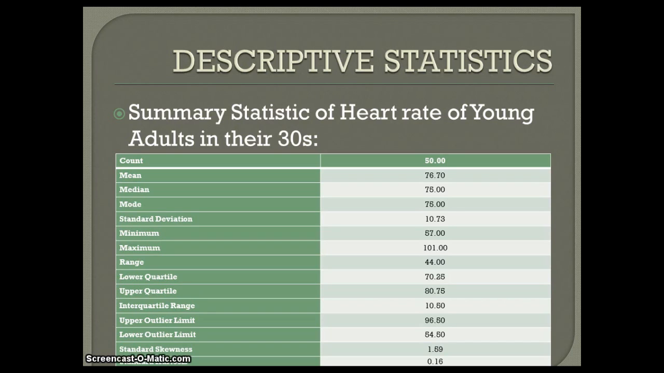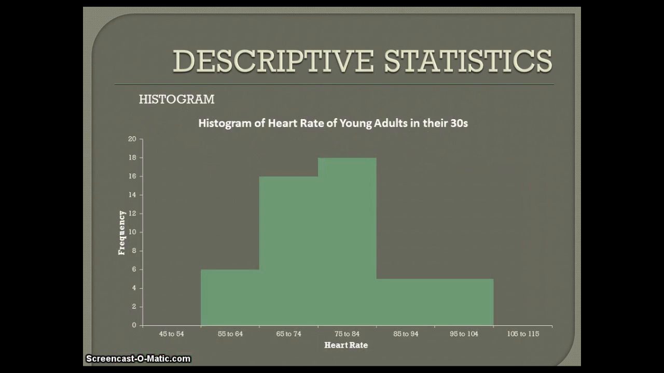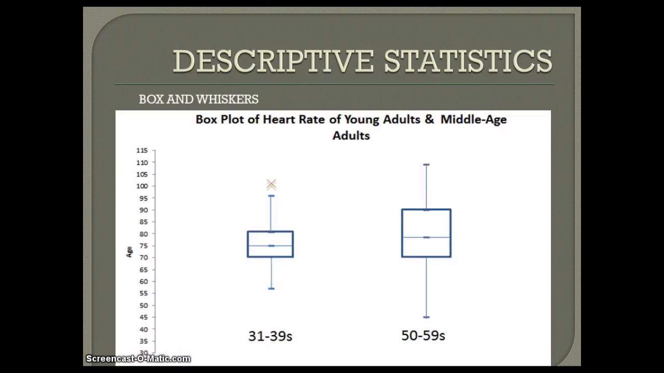This is the summary statistics of the heart rate of young adults in their 30s. While this is the summary statistics of heart rate of middle-aged adults in their 50s. Here's the histogram of heart rate of young adults in their 30s. And this is the histogram of heart rate of middle-aged adults in their 50s. This is a box plot comparing the heart rate of young adults in their 30s and middle-aged adults in their 50s.